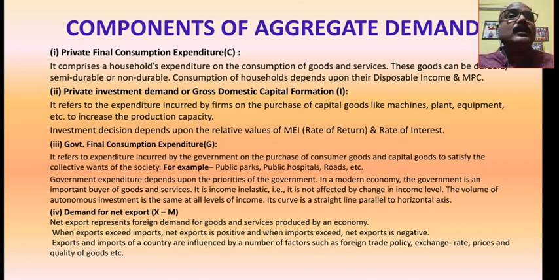So, this is the third component of the aggregate demand. And the fourth component is the demand for net export. This is the demand from the rest of the world. And as we know, the rest of the world is connected with two things: export and import. So, demand for net export represents the rest of the world. Net export means export minus import. Already you know in the expenditure method.